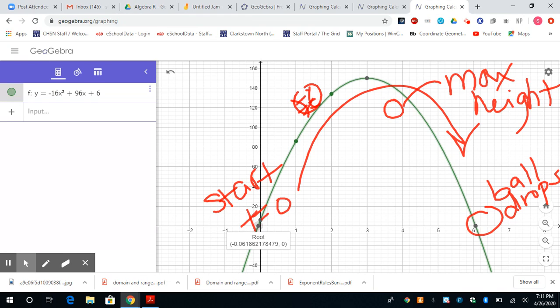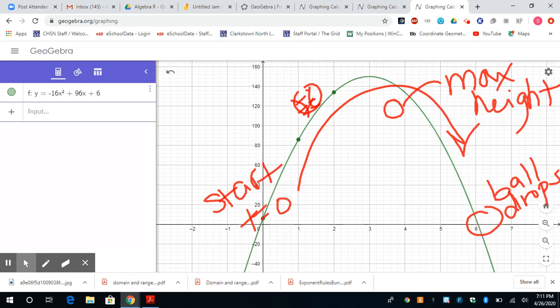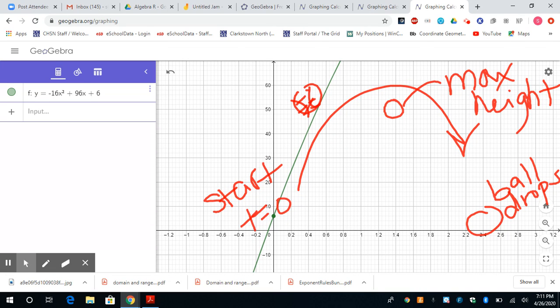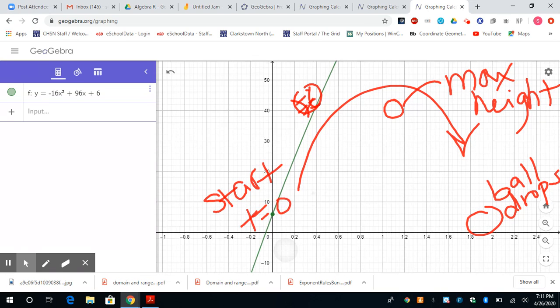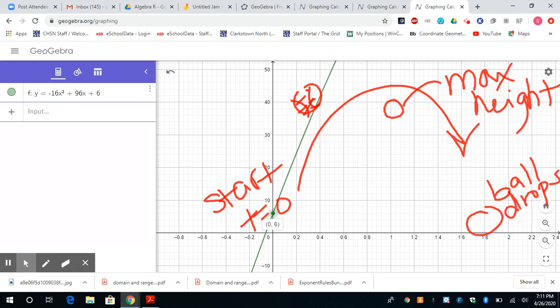So we have to figure out, all right, well, if the ball's being thrown, that means wherever the time is equal to 0. So if I zoom in and figure out, when time is 0 and x is 0, what's the height? What's y? It's 0, 6. That's also our y-intercept. It's our initial point, our starting point.